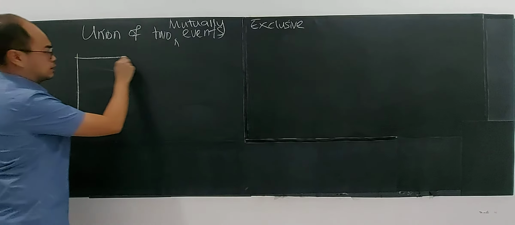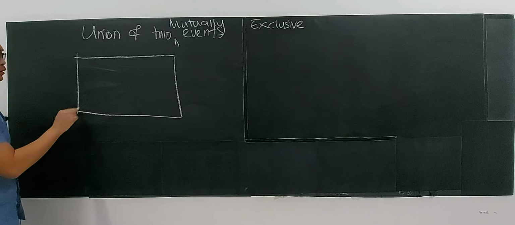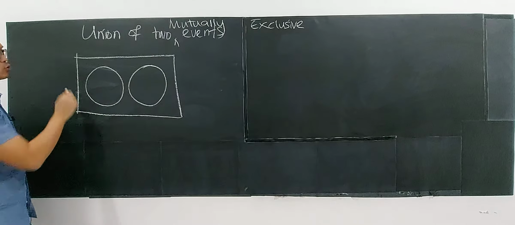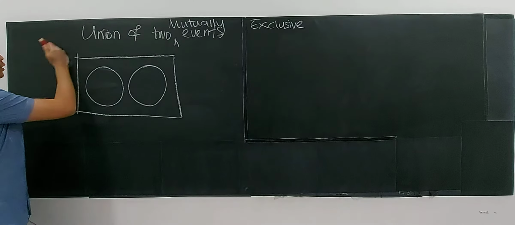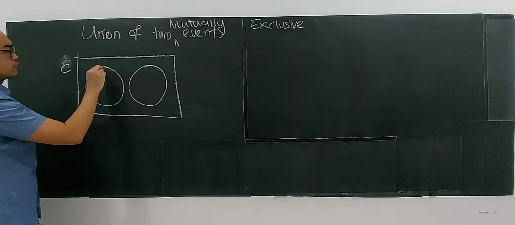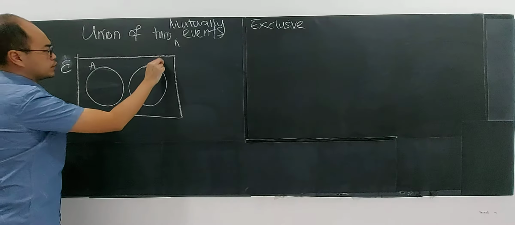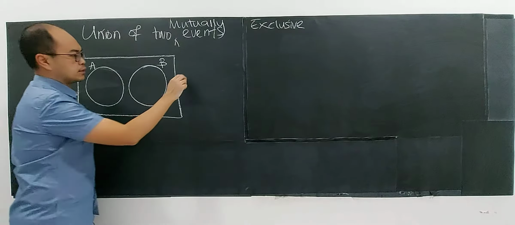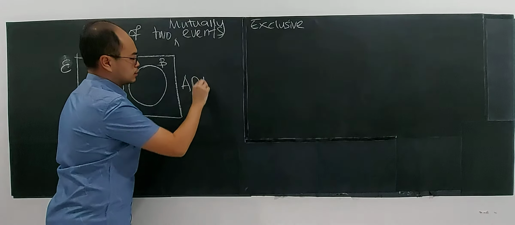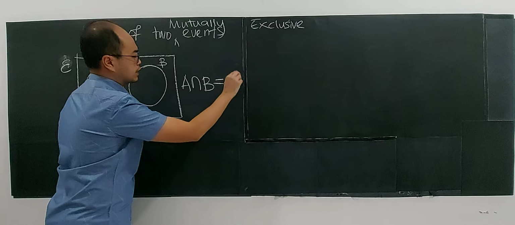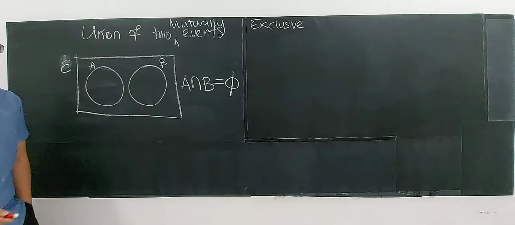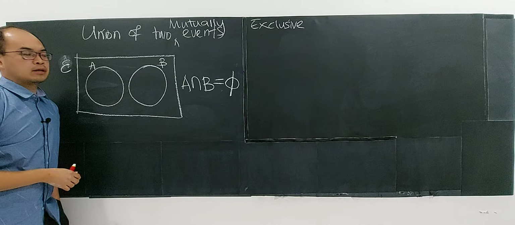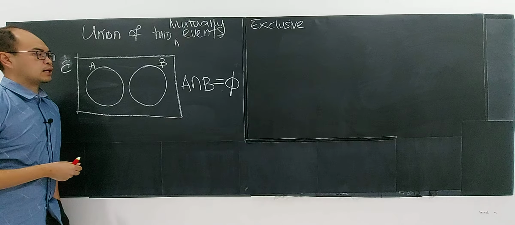For example, look at this diagram here. The two events will not overlap. For example, in the universal set, this is event A and this is event B. These two events will not have an intersection, meaning the intersection between the two sets will be an empty set, where there is no intersection between these two events.